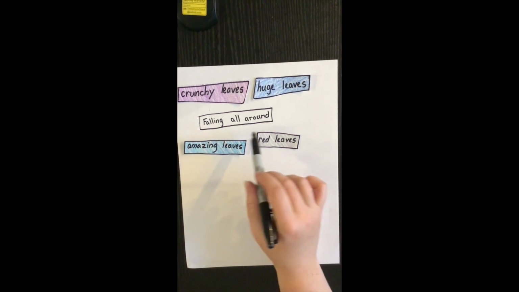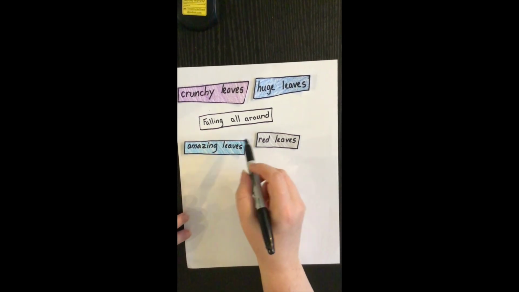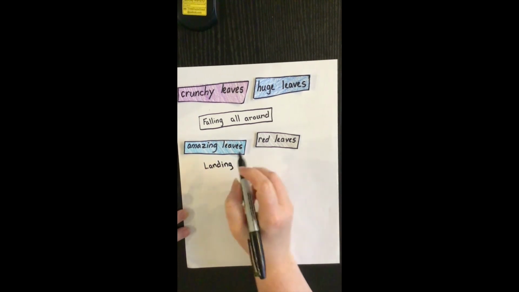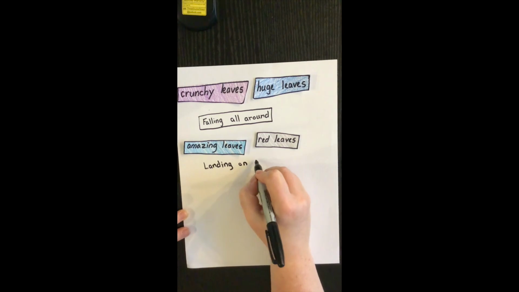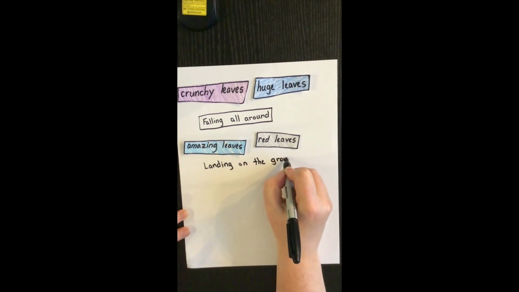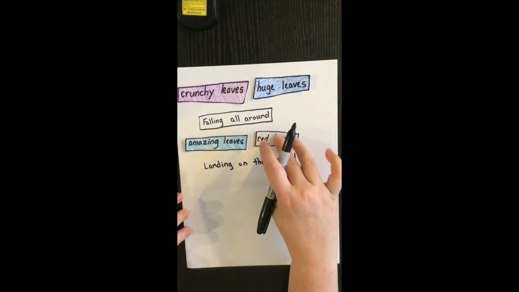Oh, so when they fall, where do they land? They land on the ground. So falling all around, landing on the ground. So I'm going to write that down, landing on the ground. Okay, and again, I'm going to do a box around this.